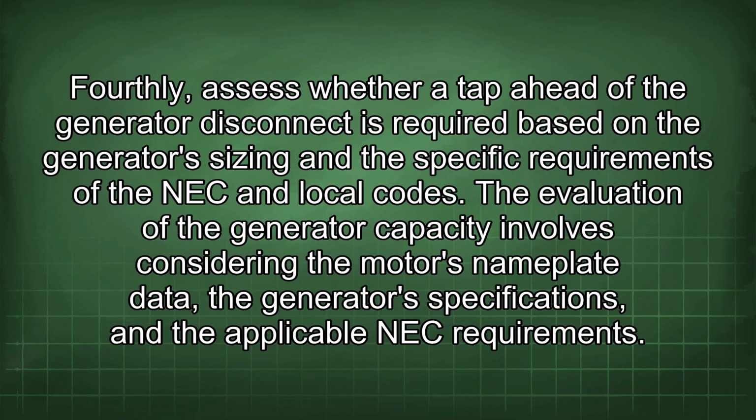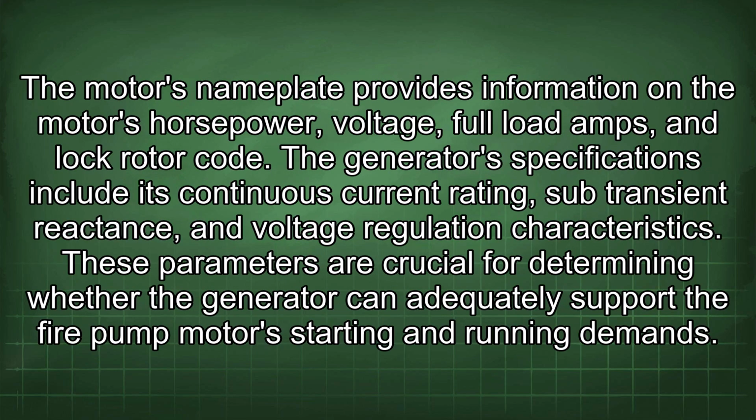The evaluation of the generator capacity involves considering the motor's nameplate data, the generator's specifications, and the applicable NEC requirements. The motor's nameplate provides information on the motor's horsepower, voltage, full load amps, and lock rotor code. The generator's specifications include its continuous current rating, subtransient reactance, and voltage regulation characteristics. These parameters are crucial for determining whether the generator can adequately support the fire pump motor's starting and running demands.